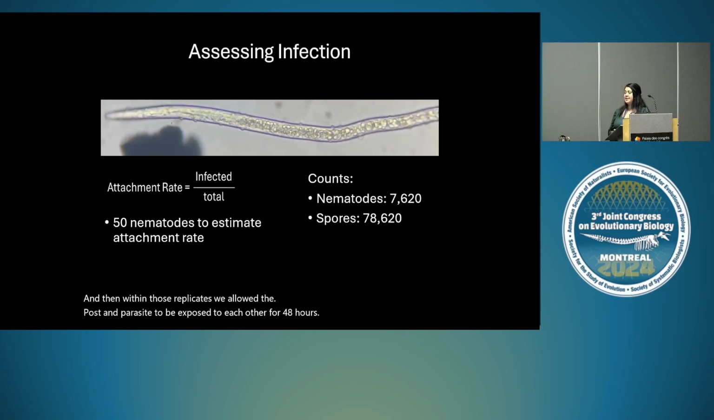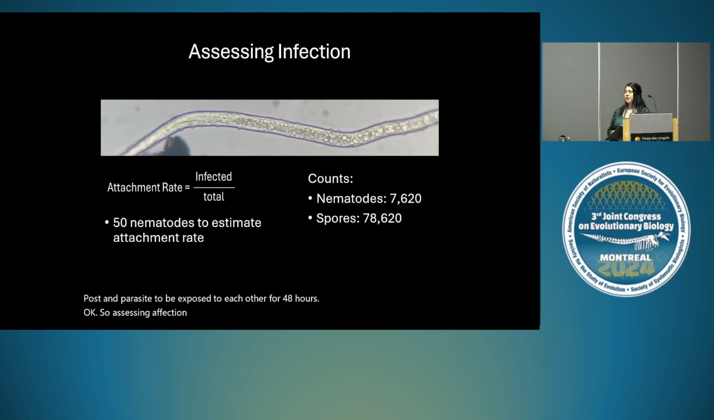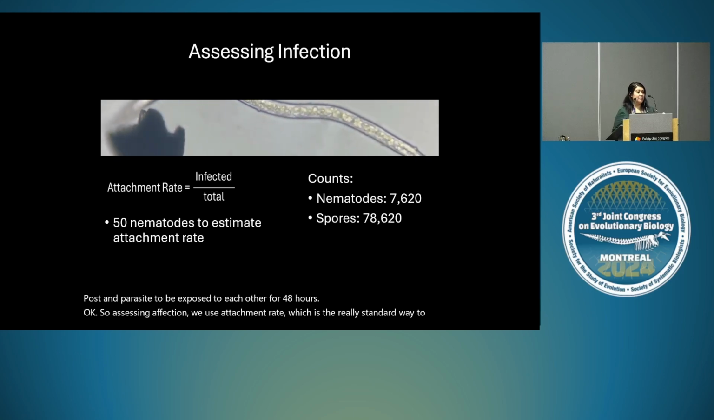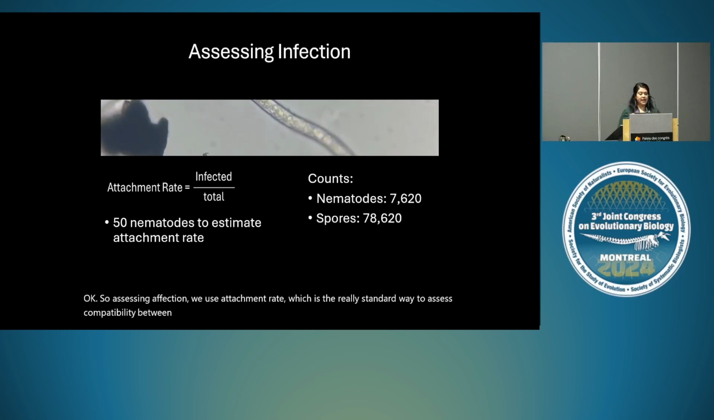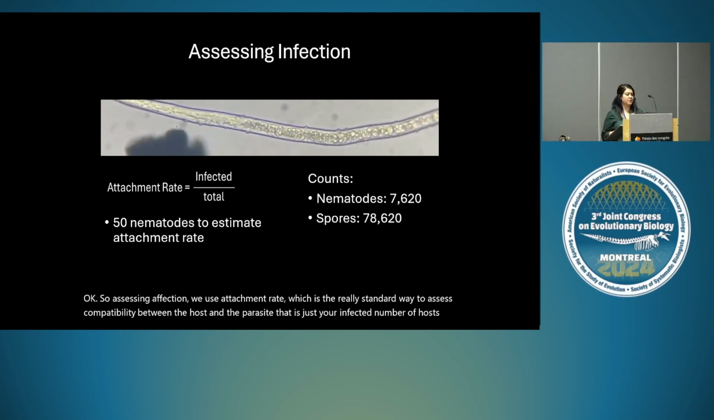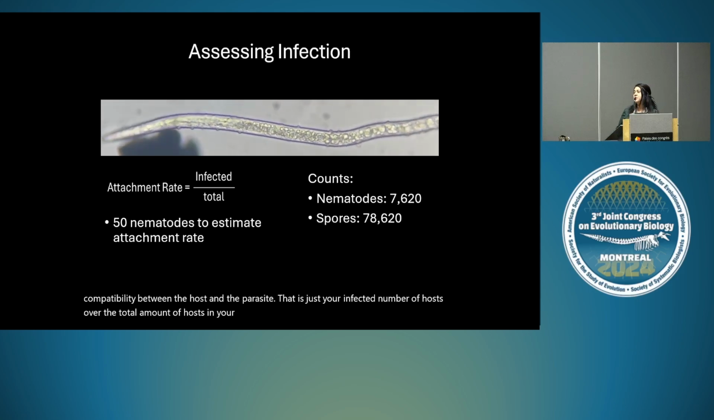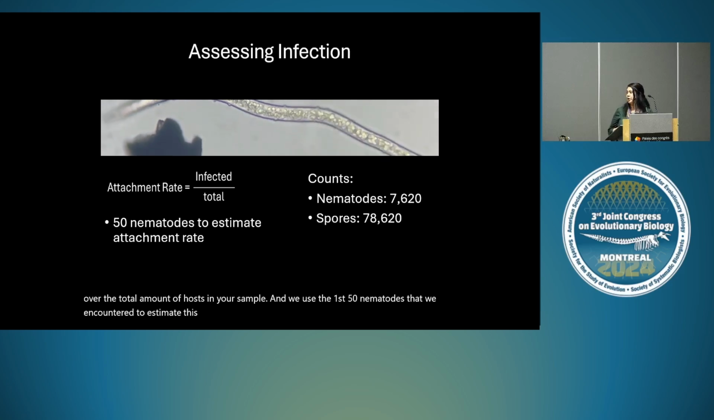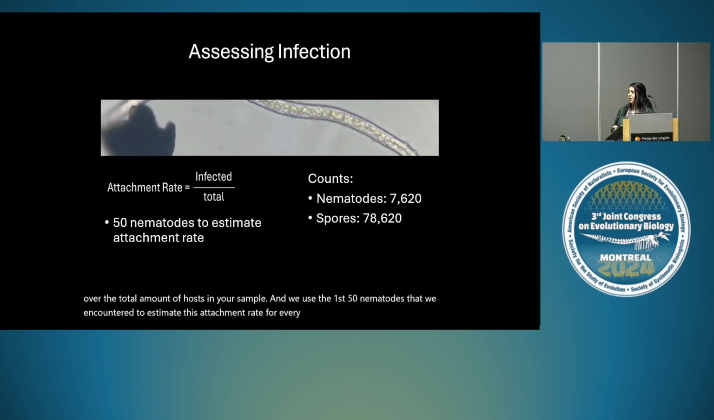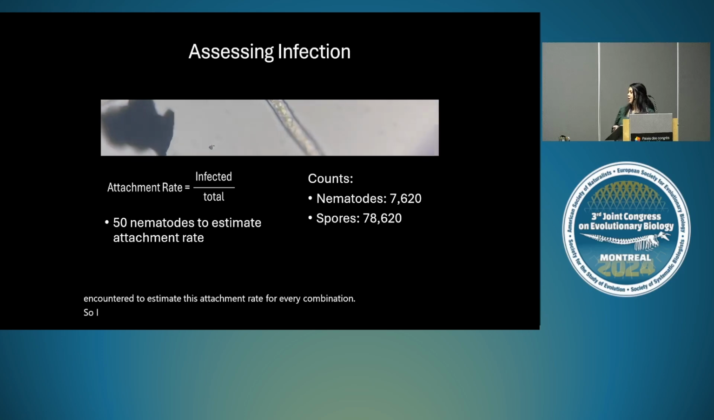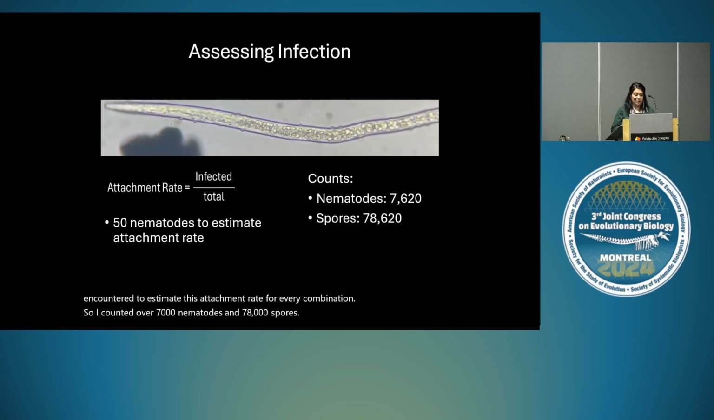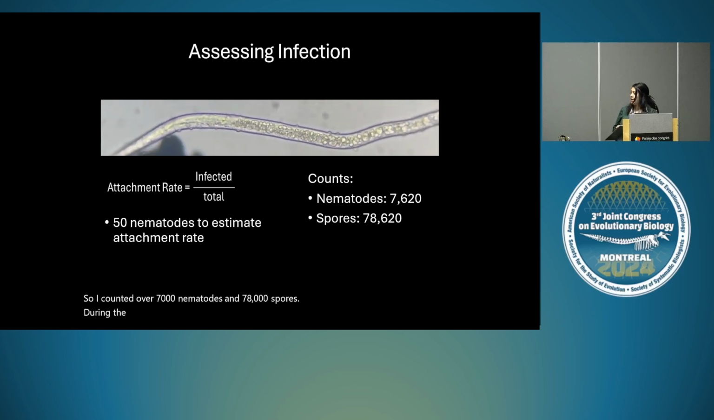Okay, so assessing infection, we use attachment rate, which is the really standard way to assess compatibility between the host and the parasite. That is just your infected number of hosts over the total amount of hosts in your sample. And we use the first 50 nematodes that we encountered to estimate this attachment rate for every combination. So I counted over 7,000 nematodes and 78,000 spores during the course of this experiment.